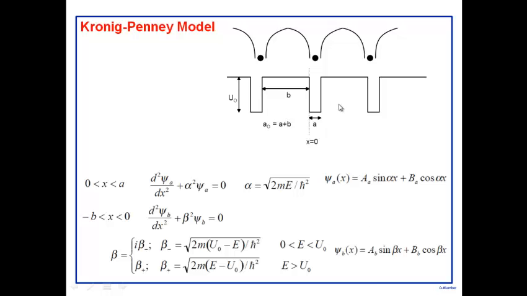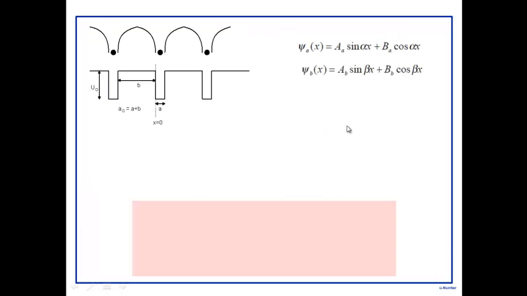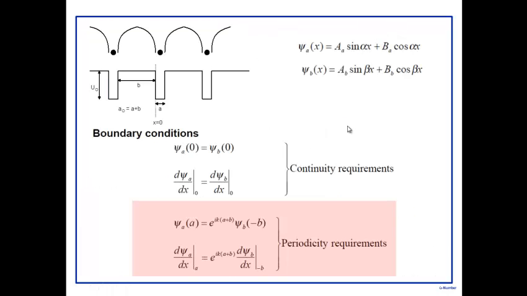Now, of course, the whole potential is periodic. So after that, we match the boundary conditions. We say the wave function in this well must be the same as the wave function coming from this side. The derivatives must match here.